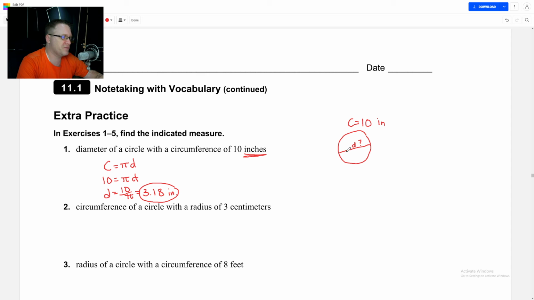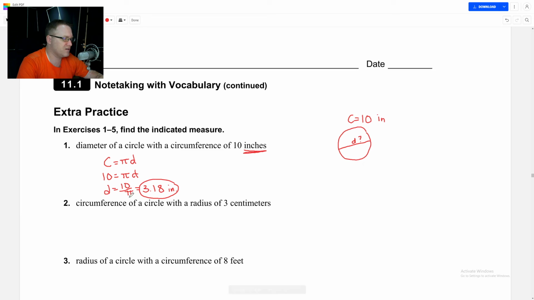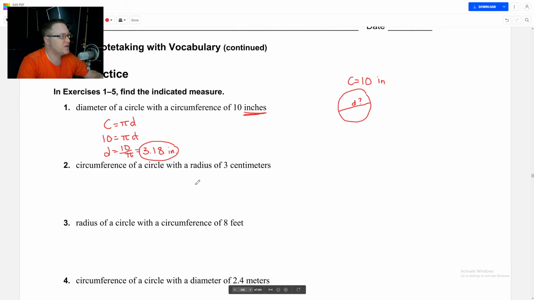So if this is 3.18, then the circle circumference is 10. Okay? Next, number 2. We want to find the circumference of a circle with a radius. So here's a circle. We want to know what is the circumference, and we do know that the radius, remember, that's the distance from the center to a point on the circle, is 3 centimeters.